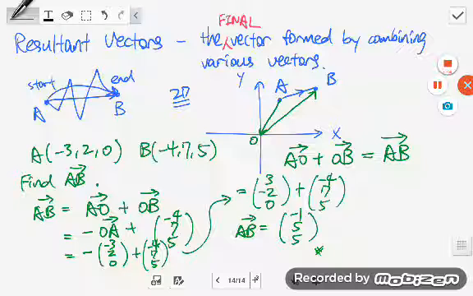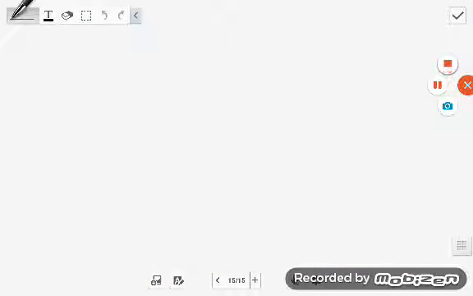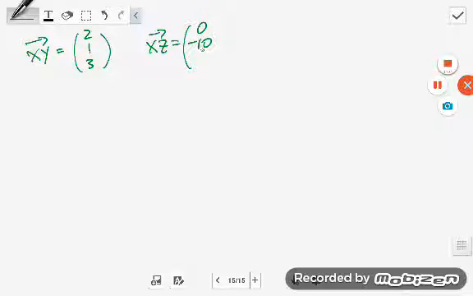Let's look at another example. Let's say my vector xy, so now this is a random vector, is 2, 1, and 3. And let's say my vector xz is 0, -10, -1. Now they want us to find vector yz and find vector zy. Okay, now let's try this.